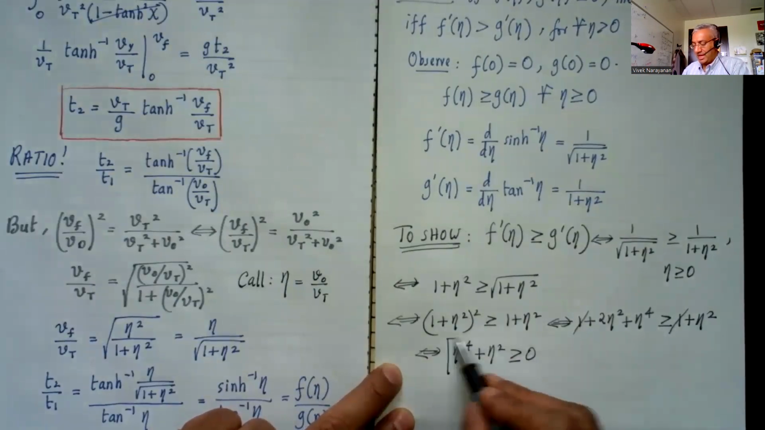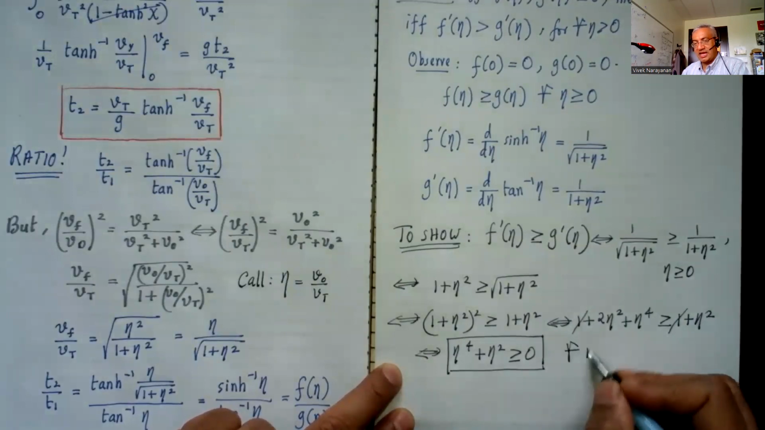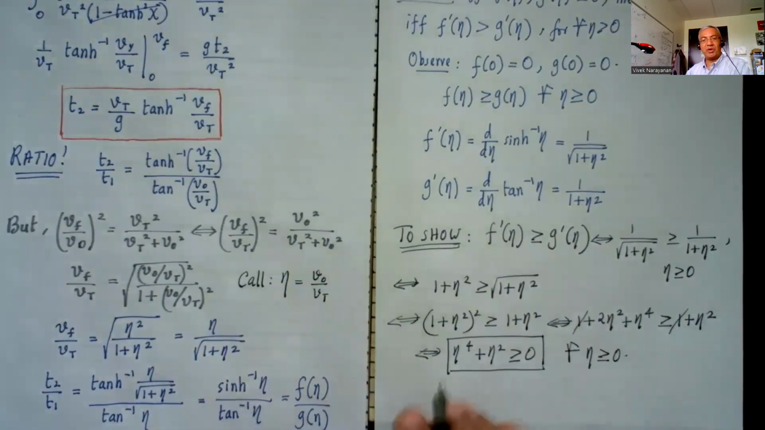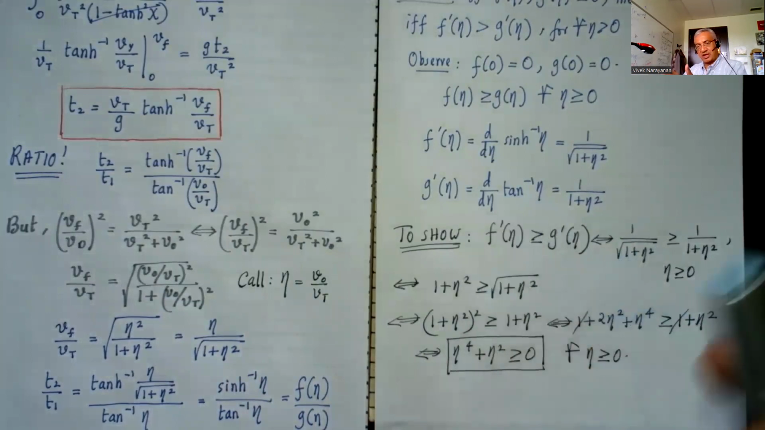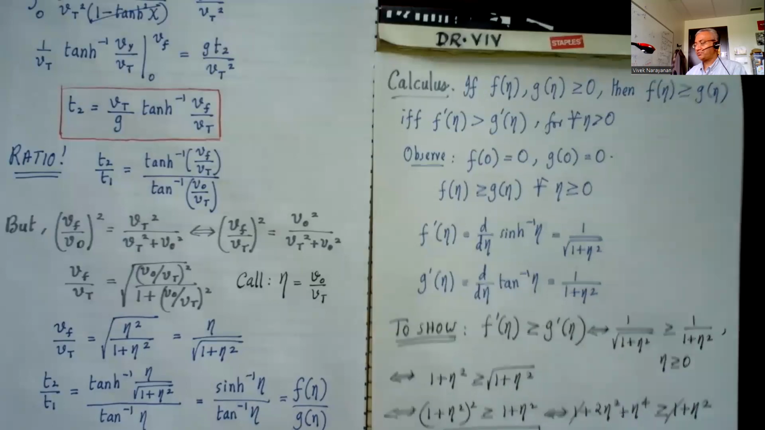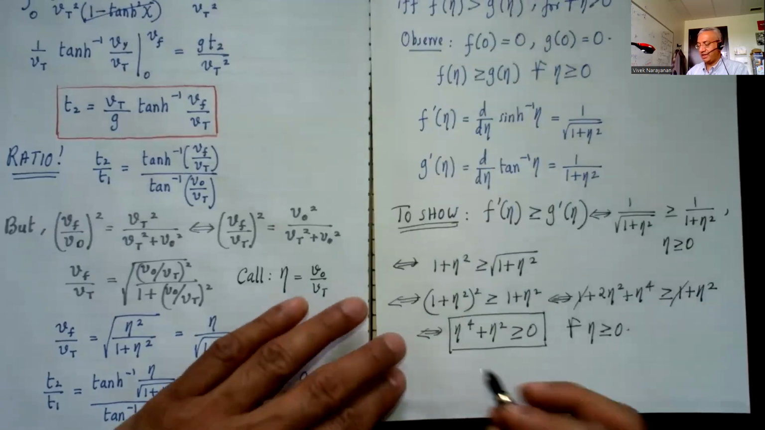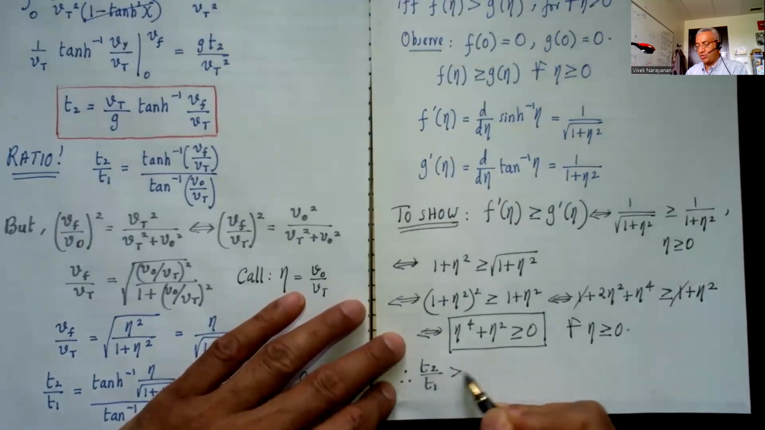Now, that is obviously true for all eta bigger than or equal to 0. Nobody can argue with that. It's a sum of the squares of two terms, and that has to be bigger than or equal to 0, the equality obtaining only if eta is 0. So we have proved that f prime is bigger than g prime, and according to the theorem, we have shown that f is bigger than g. Therefore T2 over T1 is bigger than 1.